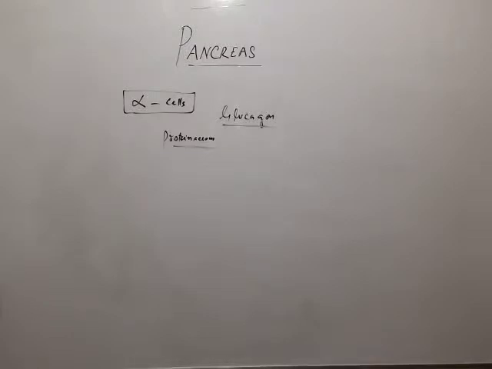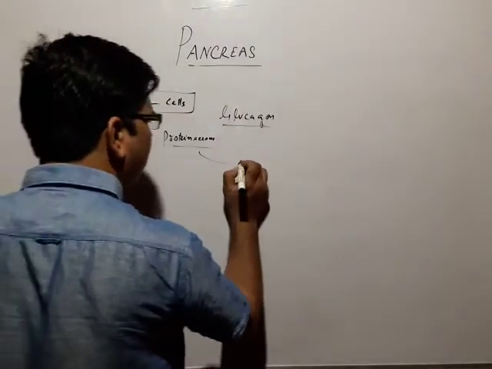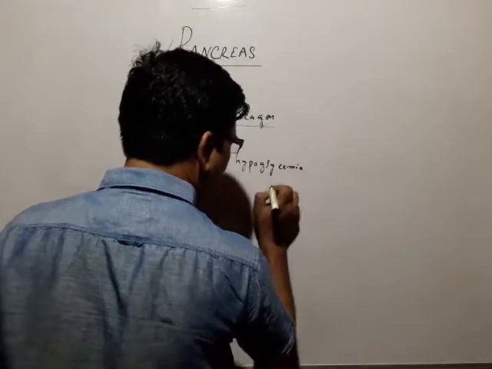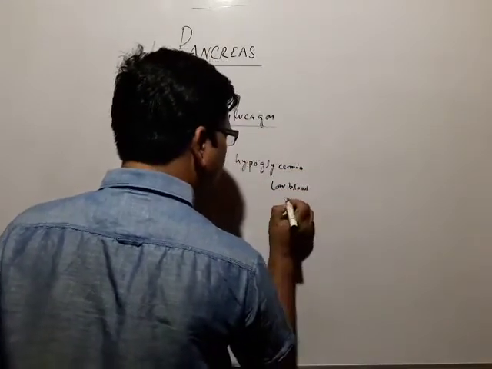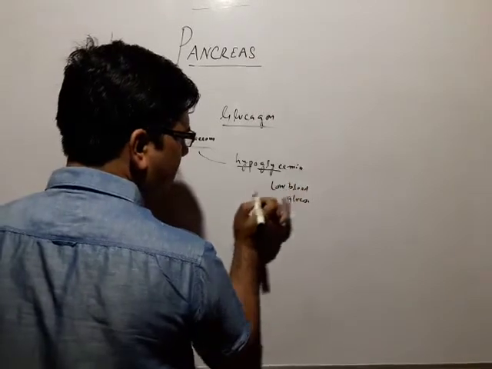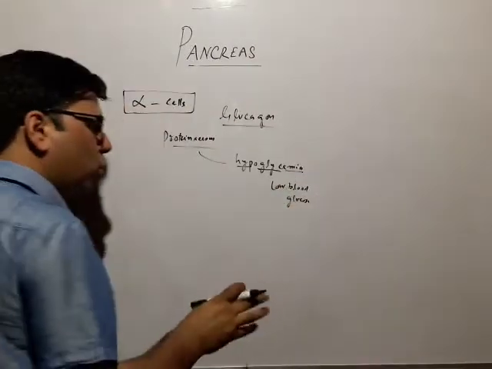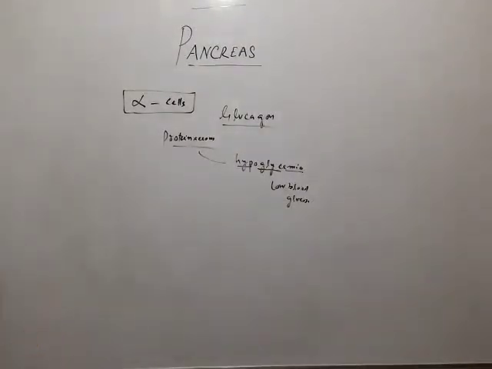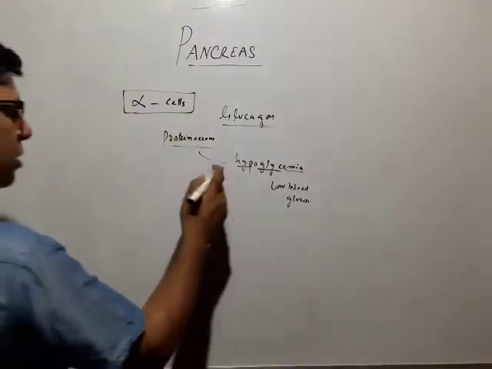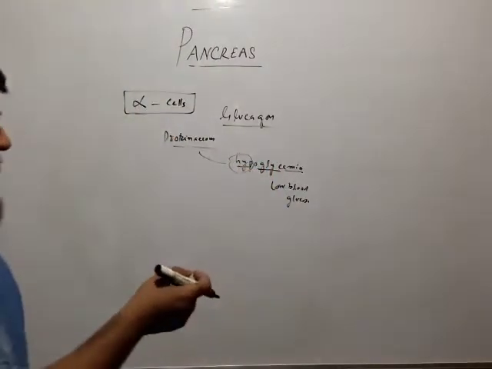The importance of this hormone will be discussed. It is secreted by alpha cells in reaction to hypoglycemia, that's low blood glucose. Hypo means low, glyce means glucose, emia means blood. To this condition, the reaction is that glucagon gets secreted by the alpha cells of the pancreas. Then it makes glucose come again into blood, so the low glucose is reduced and the glucose becomes normal.